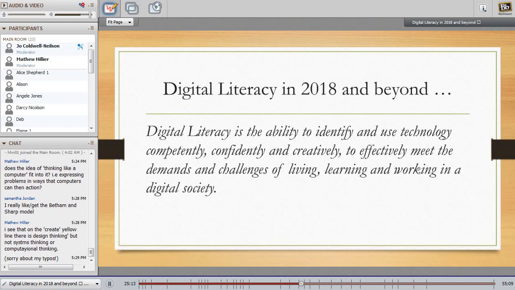And my understanding of digital literacy is, if you are digitally literate, you are able to identify and use technology competently, confidently, and creatively. So that's picking up on some of the elements from Gilster, to effectively meet the demands and challenges of living, learning, and working in a digital society. So what I'm saying here is that technology is ubiquitous. We need to be able to use it appropriately.